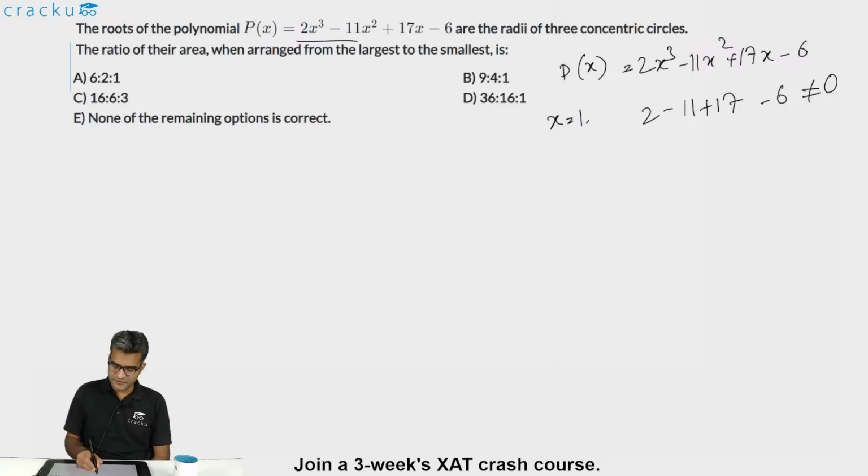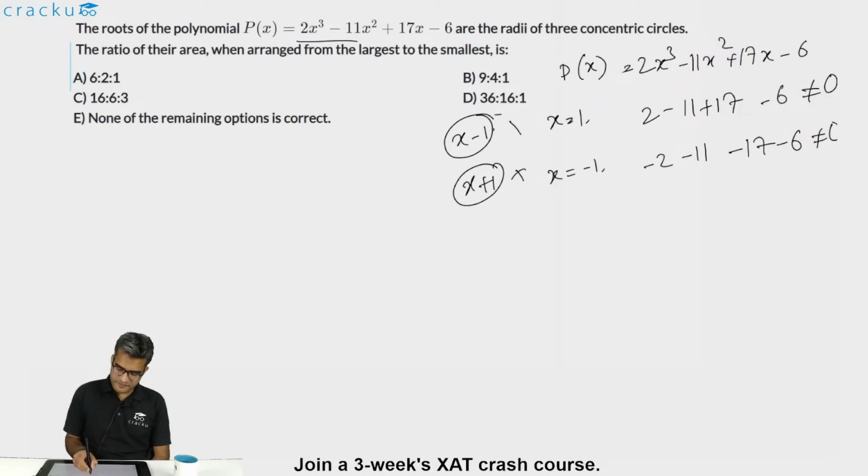If this was equal to 0, we would have said x minus 1 is a root, but it is not equal to 0. If you are trying for x is equal to minus 1, then this will be minus 2, minus 11, minus 17, minus 6, again not equal to 0. This would imply that x plus 1 also is not a root. Let us try for x is equal to 2.